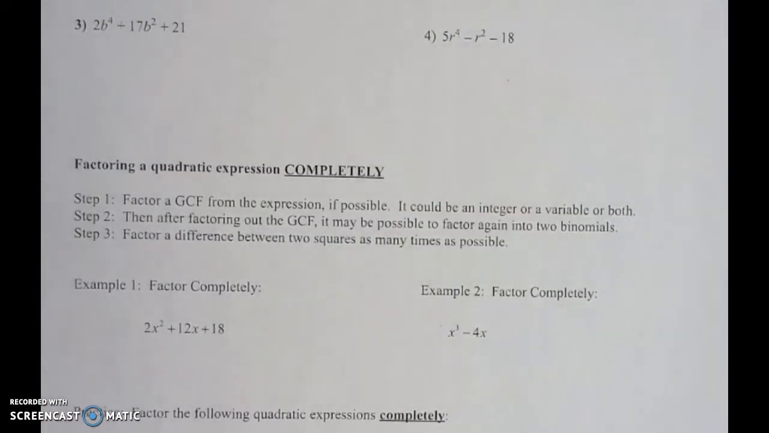In example number 3, I have 2b to the fourth power plus 17b squared plus 21. And I want to try to factor that quartic polynomial. Looking at it right now, I don't see any GCF that I would be able to factor out. So I'm just going to try to factor this polynomial the way that I would a normal quadratic.